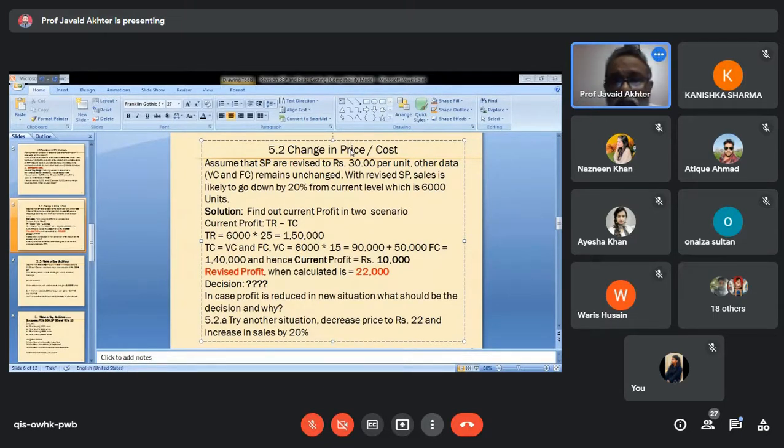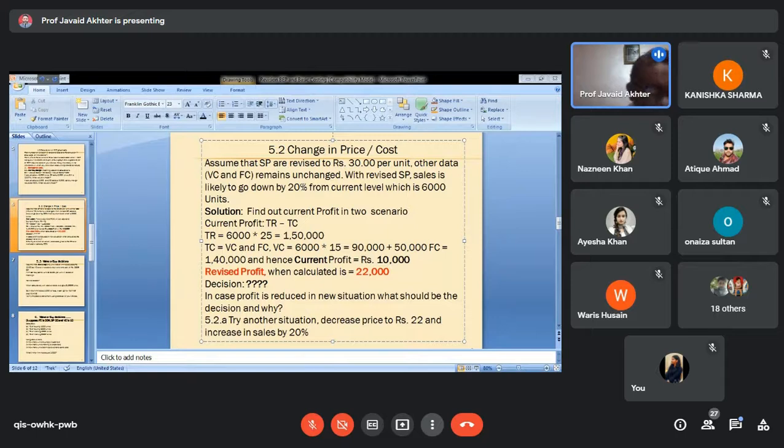What is that use? Assume that the sales price is revised to 30. It means in the earlier example, the base data that we took, the sales price was 25. The firm is thinking to change the price from 25 to 30. Now, the natural implication of this would be that the sales will go down. According to the market research the firm has conducted, its estimate is that sales will go down by 20%.